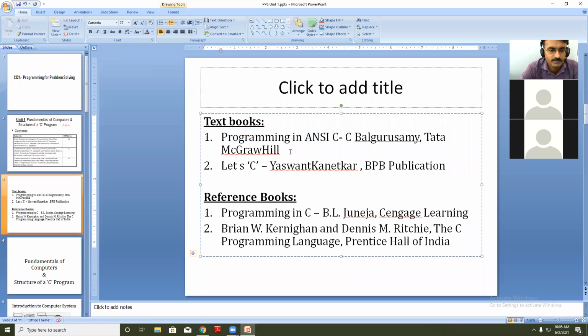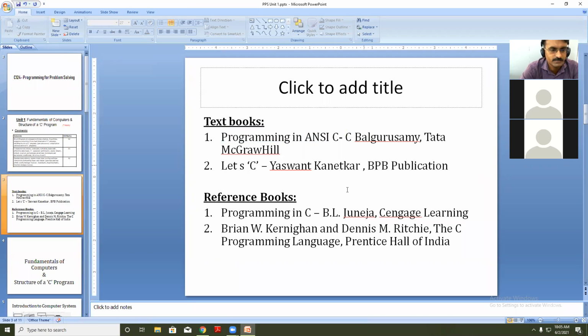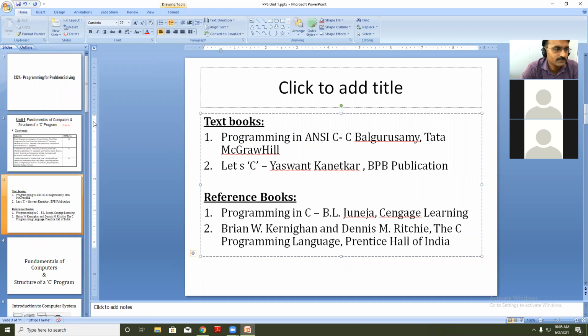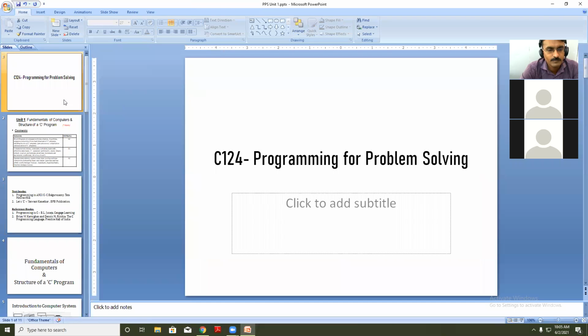This is one of the famous books, and another very famous book is Let Us C by Yashwant Kanetkar, published by BPB Publications. If you have any one book out of these two, you will find it very easy to understand the concepts related to programming for problem solving.